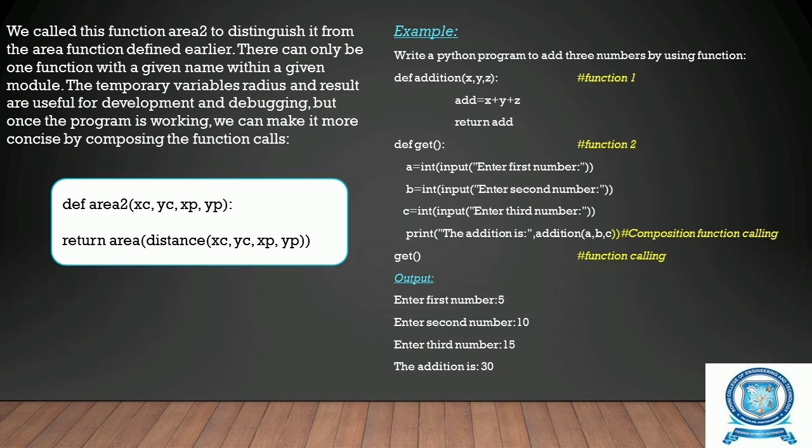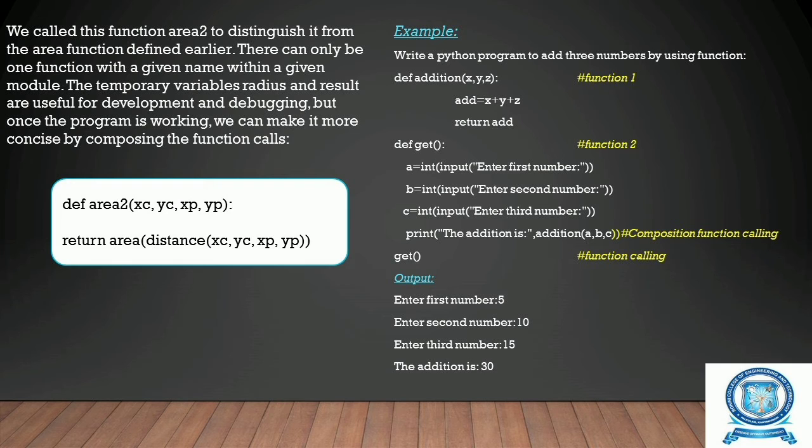So we can call this area as area 2 to distinguish it from the earlier area function. Okay, so that will be given here. The temporary variables radius and result are useful for development and debugging. But once the program is working, we make it more concise. To compose this, let us find the addition of 3 numbers using a function.